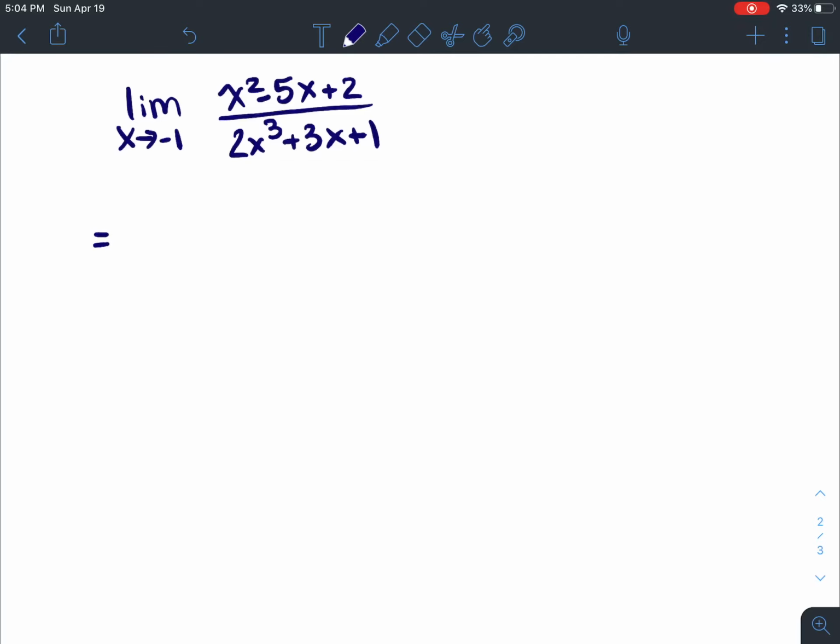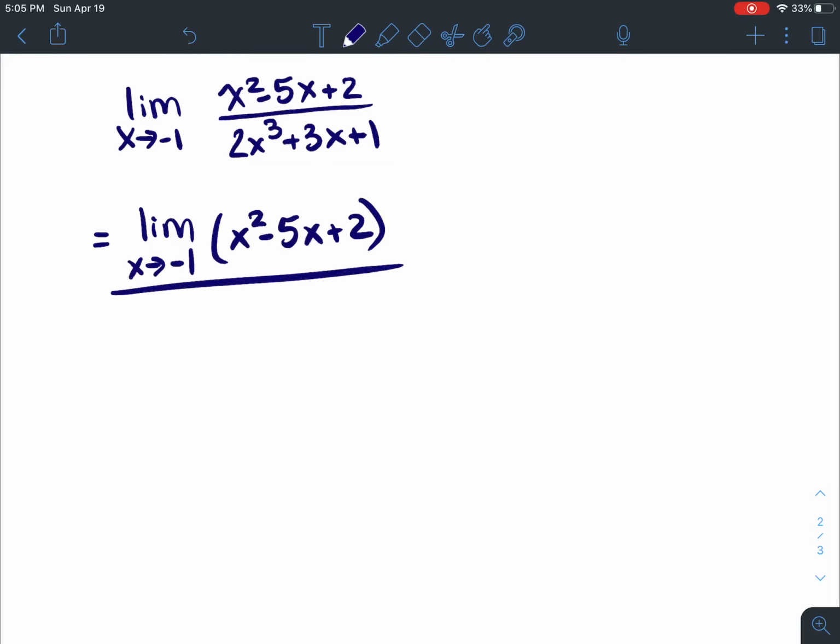So we can actually take the limit of the top and the limit of the bottom. So we can take the limit as x approaches -1 of the whole top, so x squared minus 5x plus 2. And then we can take the limit as x approaches -1 of the whole bottom.